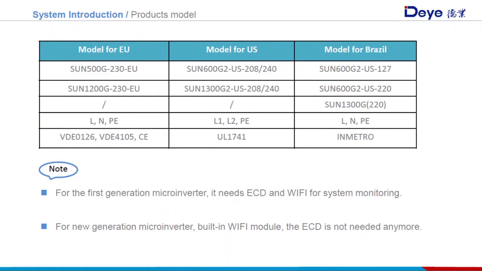These products are certified by VDE, UL, and more. Also, the first generation microinverter needs the ECD and the Wi-Fi module for remote system monitoring. However, the new generation microinverter has a built-in Wi-Fi module design, so the ECD is not needed anymore.